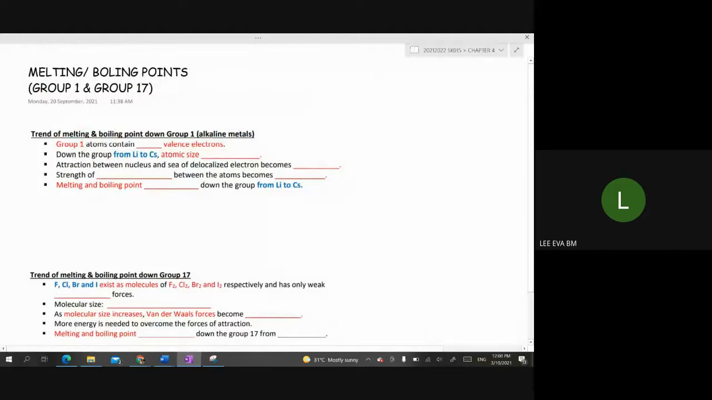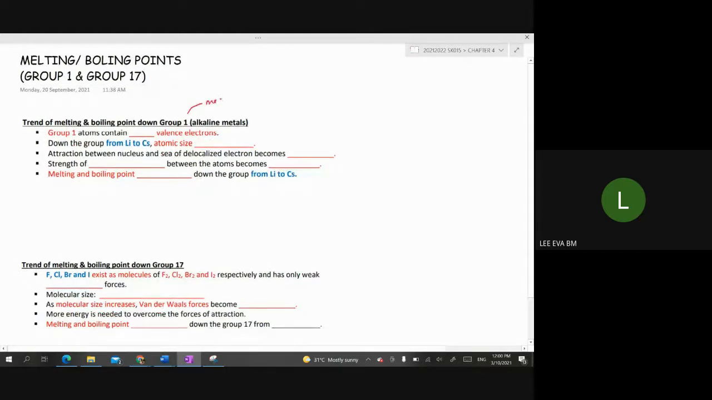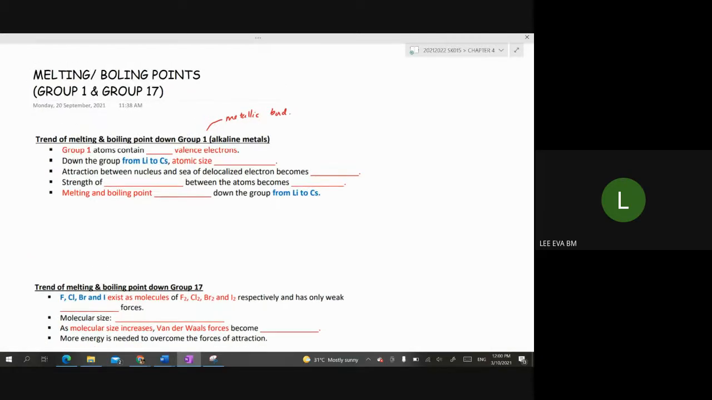Okay, this one is from your learning outcome, the last one, right? You want to explain the trend of melting point and boiling point across period 3, and then you want to explain for group 1 and also group 17. So the trend of melting and boiling point going down group 1, because we know that group 1 is metal, so it has something to do with your metallic bond. Or if the questions ask about group 2 also, we can use the factors affecting strength of metallic bond. Okay, so try to fill in the blank space over here.